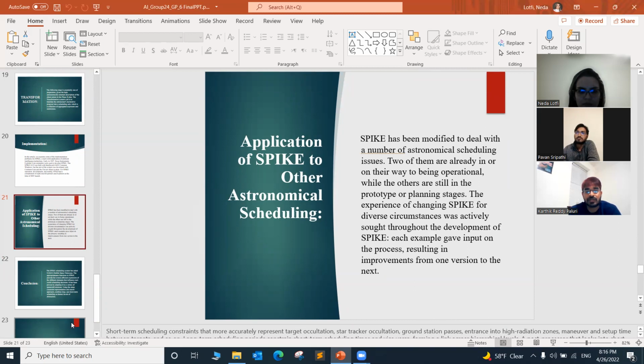Application of Spike to other astronomical scheduling. Spike has been modified to deal with a number of astronomical scheduling issues. Two of them are already on their way to beginning operation, while the others are still in the early planning stages. The experience of changing Spike for other observing circumstances was actively sought throughout the development of Spike. Each example gave feedback on the process, resulting in improvement from one version to the next.